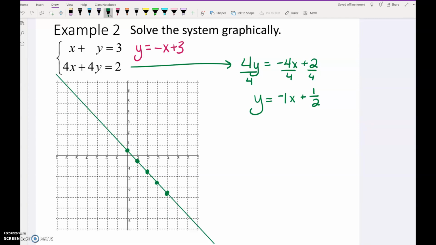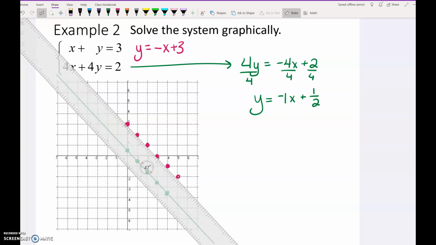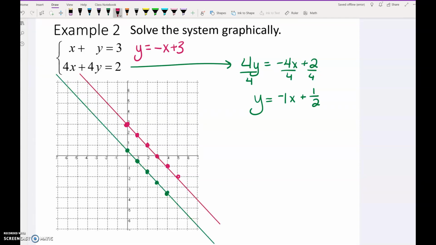The pink one was easier. We started at 3 and had a slope of negative 1. What do you notice about these two? They are parallel. They both have a slope of negative 1. And that means they are never going to meet. So there are no solutions. And this would be known as an inconsistent system.